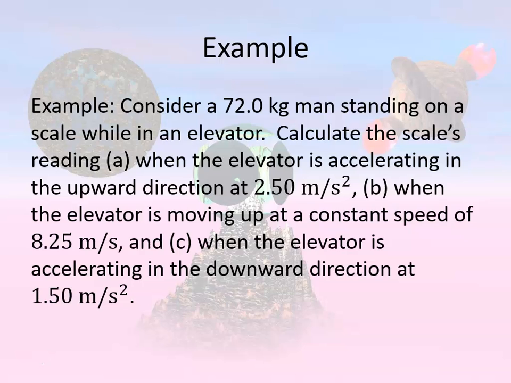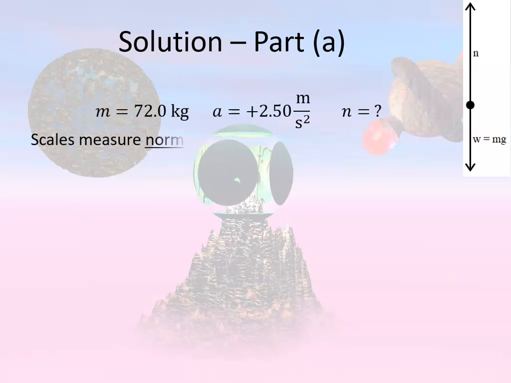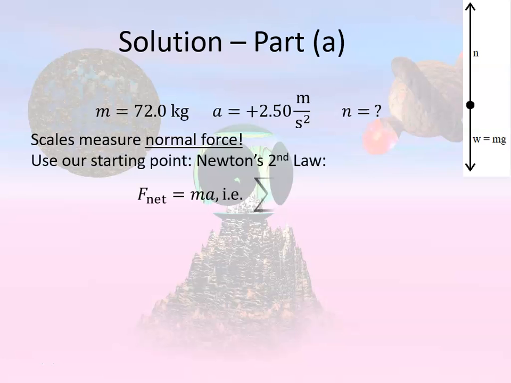So, first, keep in mind, what does a scale measure? Do scales measure weight? No. Scales measure normal force. So in part A, where the elevator is accelerating up at 2.5 meters per second squared, the question is, what is the normal force? That will give us the scale's reading. Now, when we say the elevator is accelerating up at 2.5 meters per second squared, that could mean that it's getting faster in the upward direction, but it could also mean that it's getting slower in the downward direction. Either of those would be an upward acceleration.